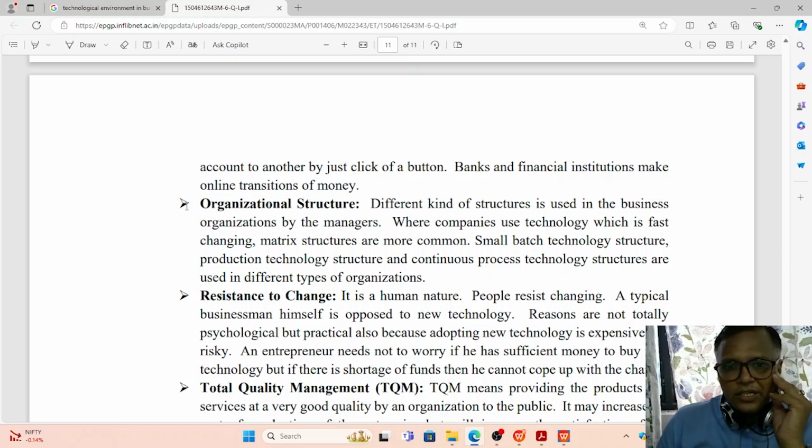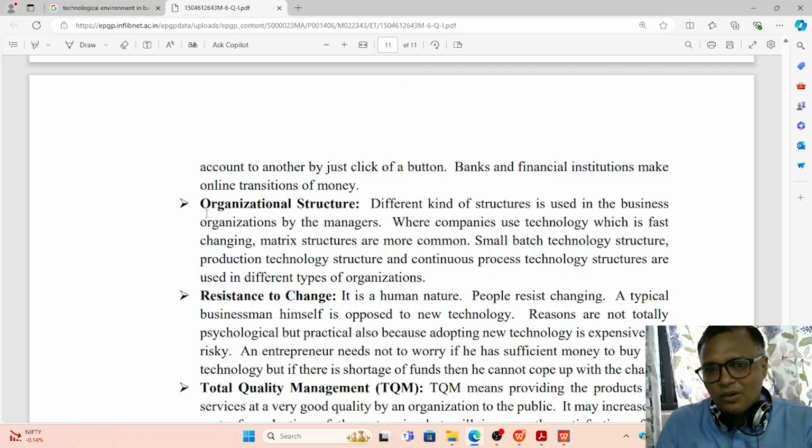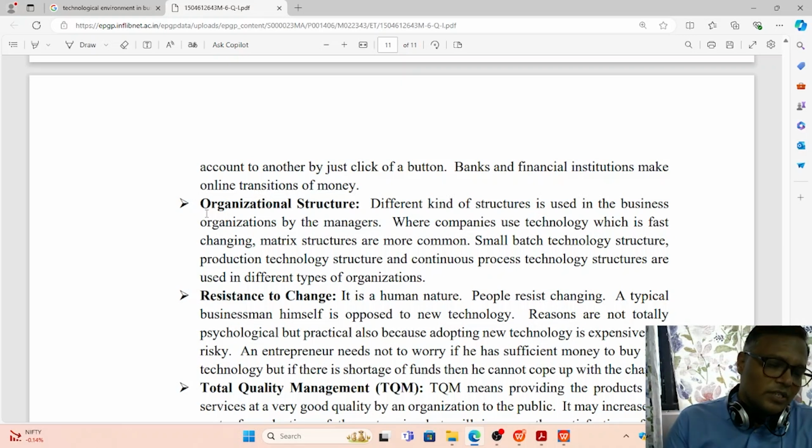Next is about the organization structure. Different kinds of structures are used in the business organization by the managers, where companies use technology. With the vastly changing matrices, structures are also very common. Thus, the small batch technology structures, production technology structures, and the continuous process technology structures are used in different types of organizations.